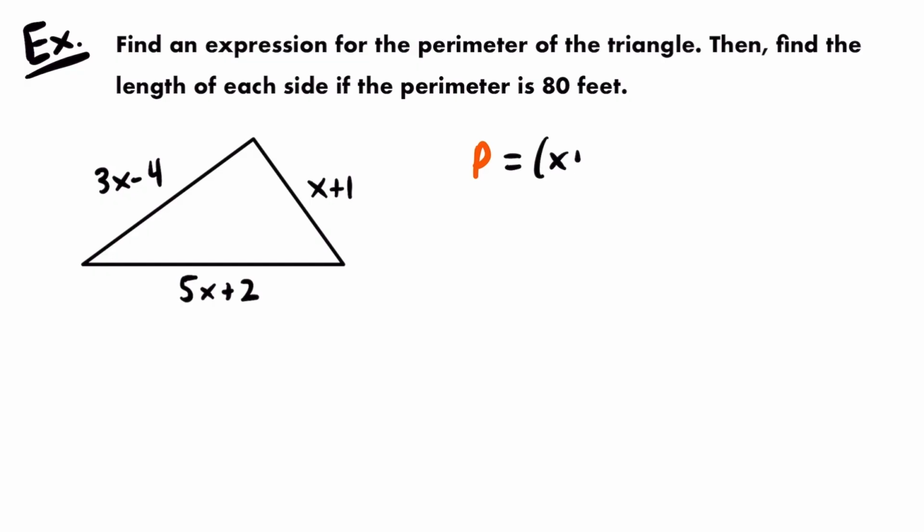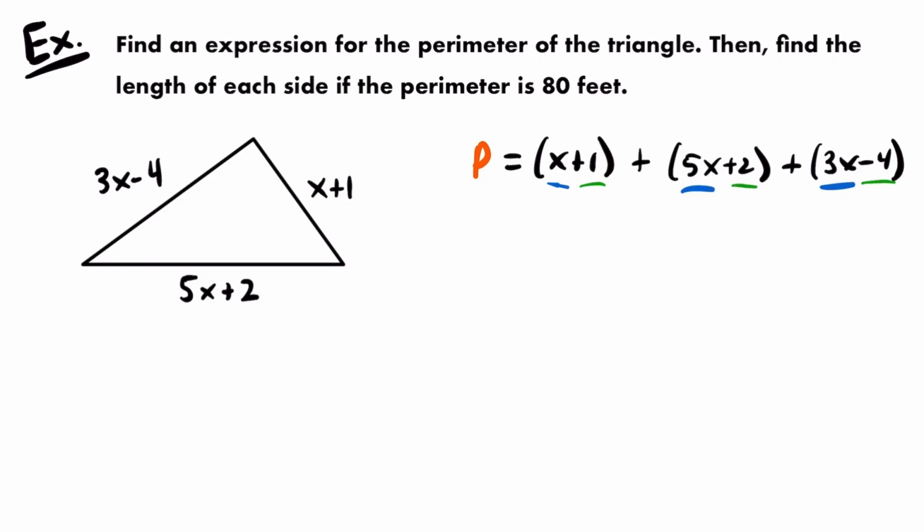So we'd have x plus 1 plus 5x plus 2 plus 3x minus 4. All right, we're just adding together these three expressions. Now, technically, we could be done. This is an expression for the perimeter, but we can simplify it. We have like terms here that could be combined, right? x, 5x, and 3x are all like terms that have the same variable part of x, so we could combine their coefficients and just have one term. And then we also have three constants that we can combine as well, 1, 2, and negative 4.